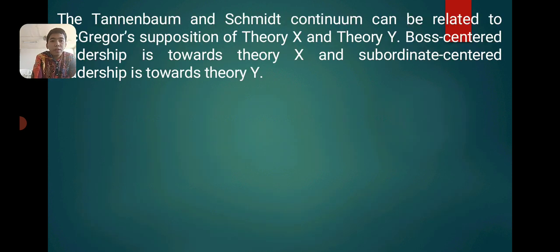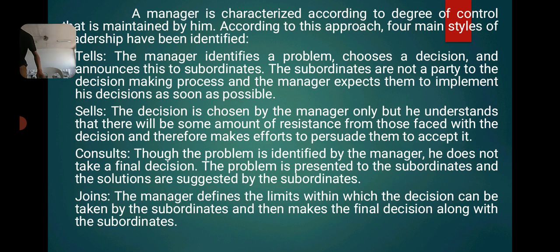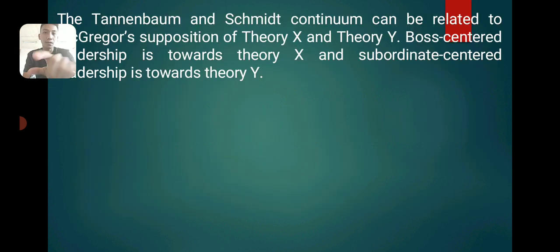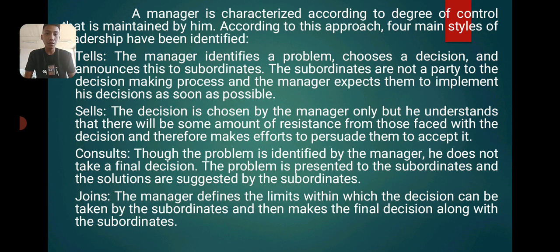The Tannenbaum and Schmidt continuum can be related to McGregor's supposition in Theory X and Theory Y. Both extremes lean, with manager-centered leadership toward Theory X and subordinate-centered leadership toward Theory Y. A manager is characterized according to the degree of control that is maintained by him according to his approach.